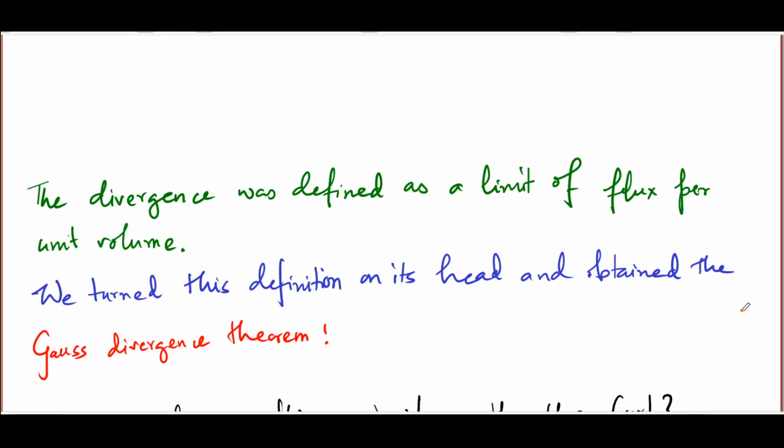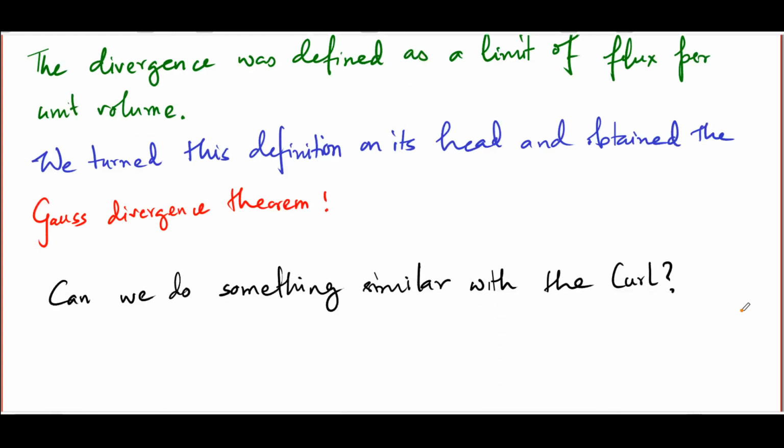The question is, can we do something very similar with the curl? After all, the curl is, in a sense, like the divergence. The divergence was flux per unit volume, in a limiting fashion, of course. Similarly, the curl essentially is related to the density of circulation, in this case, surface density of circulation. So it stands to reason that something similar can be done with the curl, and we should be able to write down the circulation over a closed loop in terms of an integral of curl of the same vector field over maybe the surface bounded by that loop.